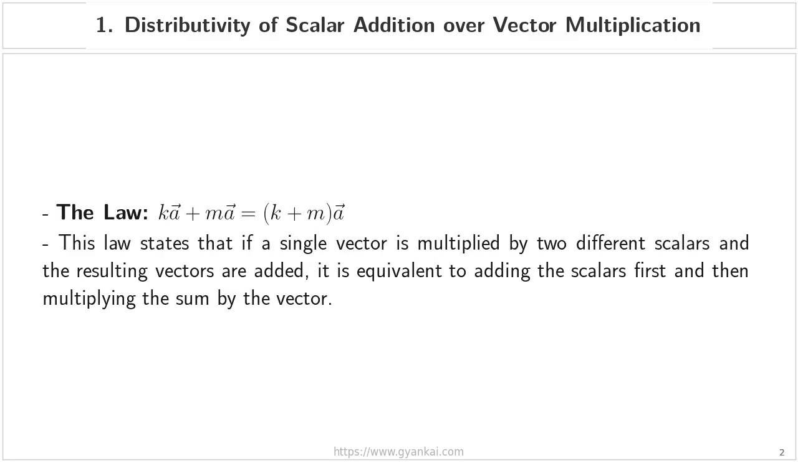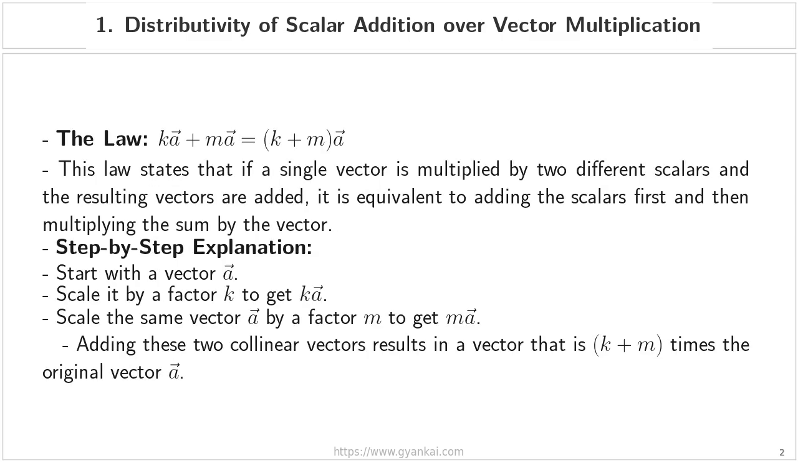In plain English, this law tells us that if we take a single vector and multiply it by two different numbers, or scalars, and then add those two resulting vectors together, we get the exact same result as if we had simply added the two scalars together first and then multiplied that total sum by our original vector. To make sure this is clear, let's break it down step by step.